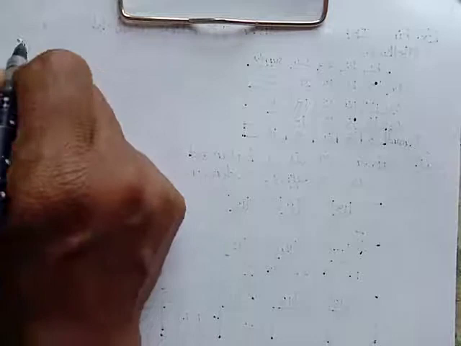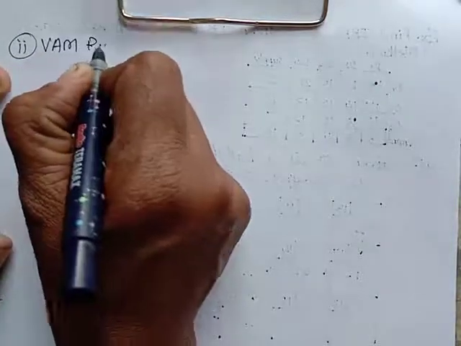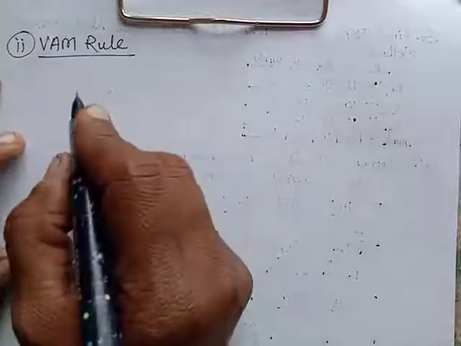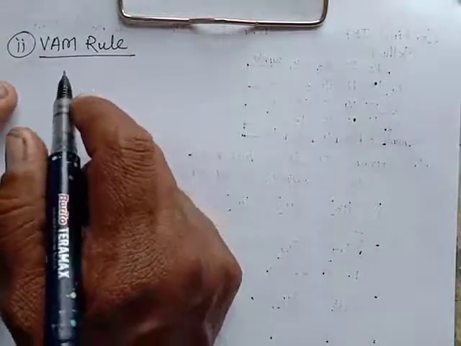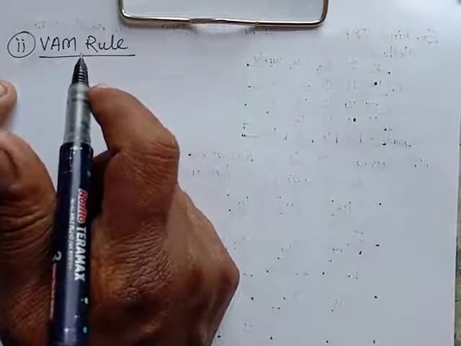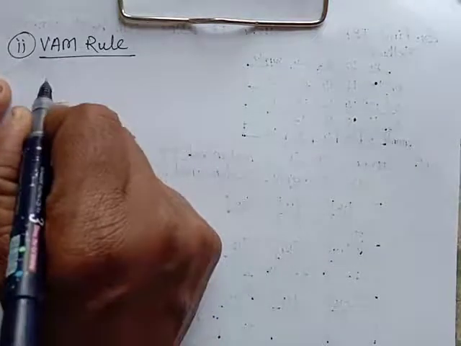Second, the VAM method or VAM rule. Now by this method, the first allocation is at the lowest cost with the highest penalty. So we need to determine the penalty. So let me prepare a table first.